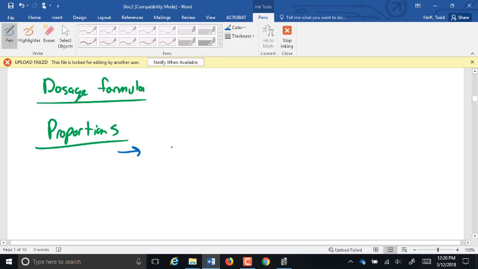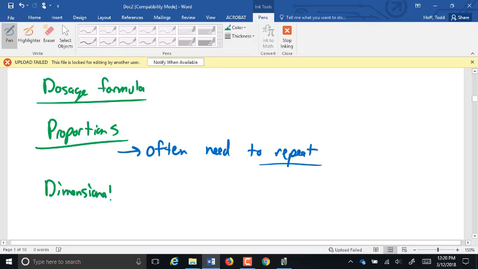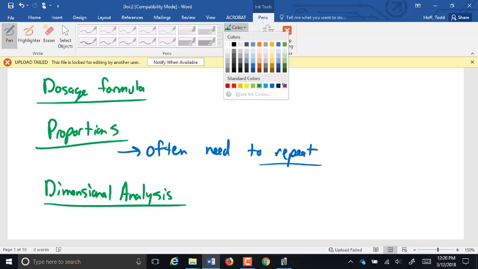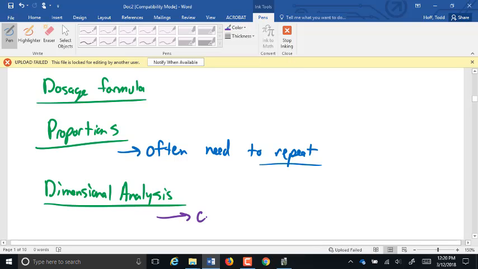The problem with proportions is you often need to use more than one. You need to repeat proportions. So you might have to use 2 or 3 proportions on one problem before you can get from what you're given to the answer. And then, of course, the third method, the last one I will show you at least, is dimensional analysis. And the nice thing about dimensional analysis is all you have to do is convert units. And it'll take you from where you start, what the information you're given, and just use the units to take you to where you want to go from there.